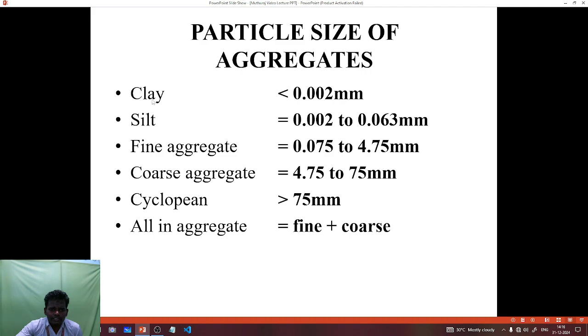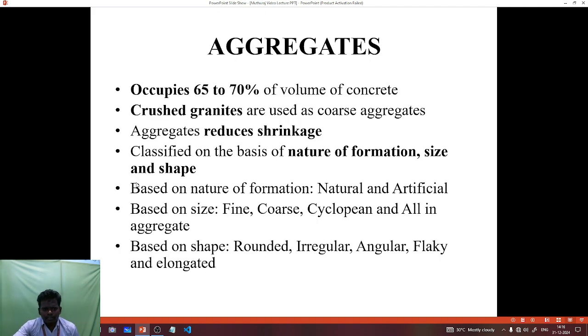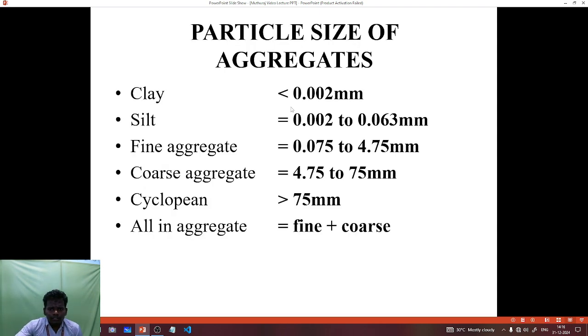Particle sizes of aggregates. Previously we have seen, based on size, the fine, coarse, cyclopean, and all-in aggregate. The size of clay is less than 0.002 mm, the size of silt is 0.002 to 0.063 mm, the size of fine aggregate is between 0.075 to 4.75 mm, and the size of coarse aggregate is between 4.75 to 75 mm.